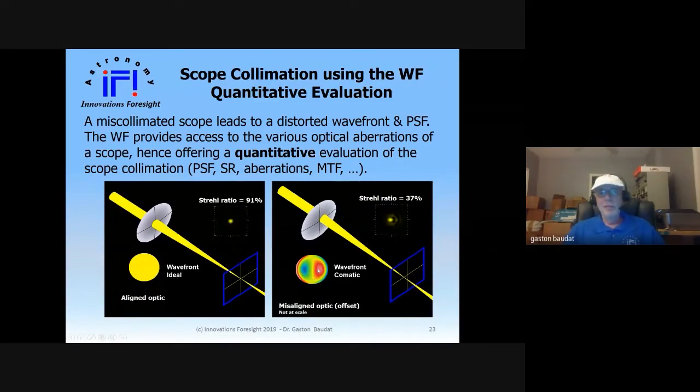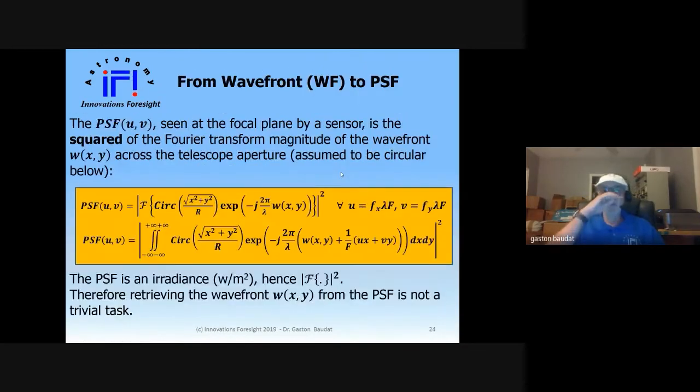Then I start to see this typical pattern of aberration with a leading and trailing edge of the wavefront, which leads to this coma shape of the PSF, and the Strehl ratio dropped to 37% just because I offset my lens or my mirror or whatever here. It's a kind of collimation problem. And of course, the result of that is a drop in Strehl ratio, but also in modulation transfer function and quality of the image.